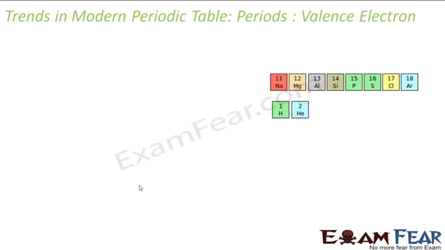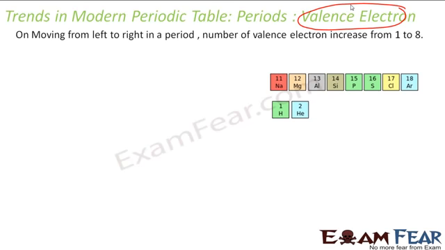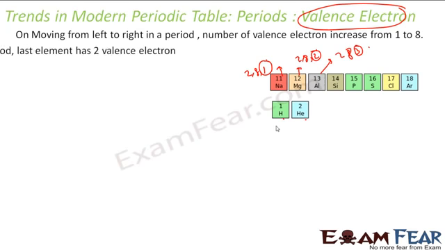The first is the valence electron for a particular period. On moving from left to right, the valence electrons increase from 1 to 8. For example, this guy has 1 valence electron because its electronic configuration is 2,8,1. This guy is 2,8,2, so the valence electron is 2 here. This guy is 2,8,3, so the valence electron is 3. Similarly, the number is increasing by 1. If you take this period also, it is 1, it is 2. So the number of valence electrons increases from 1 to 8. That's the behavior we see when you go from left to right.